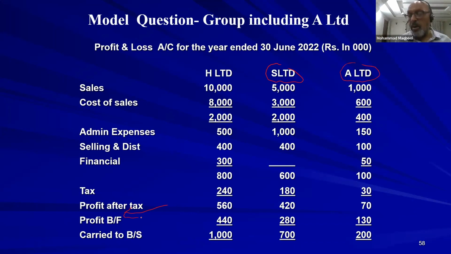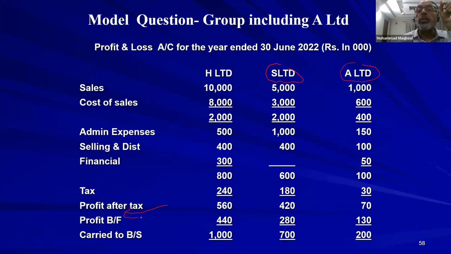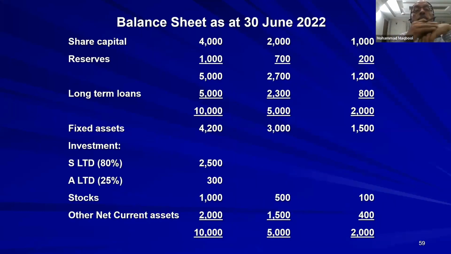Then we have the share capital of each company. We have the reserve of each company at that date, which is 30th June 2022. Then we have the long-term loans of each company, and the fixed assets of each company. Then we have the investments: one is 80%, that's in the subsidiary, and the 25%, which is in the associate. Then we have the stock of each company, and the other net current assets of each company. In this way, we have the balance sheet balances. This is in front of us.